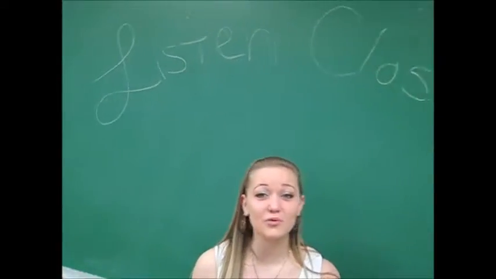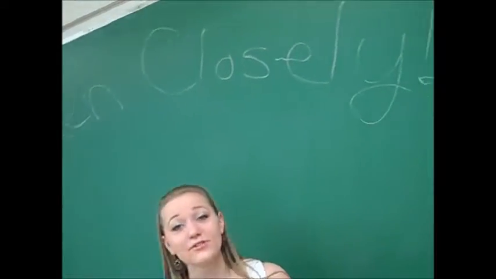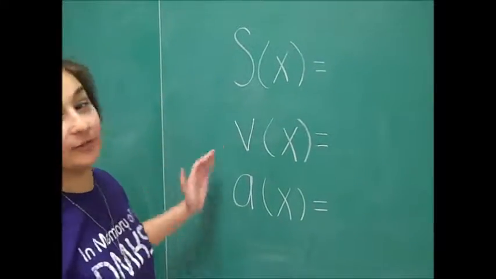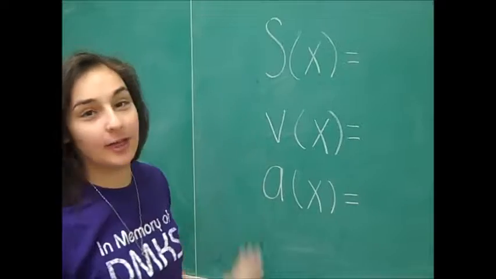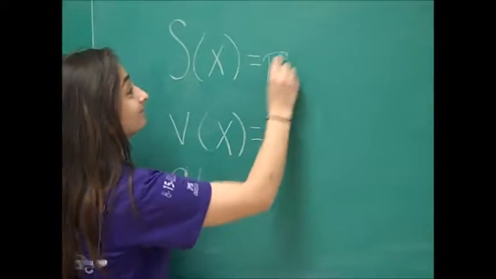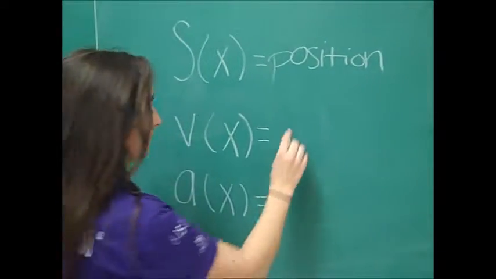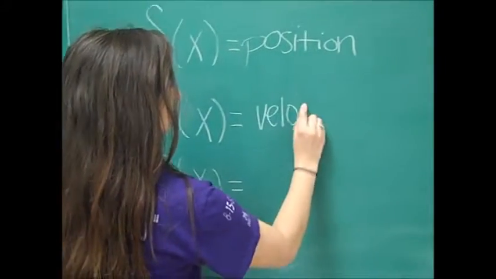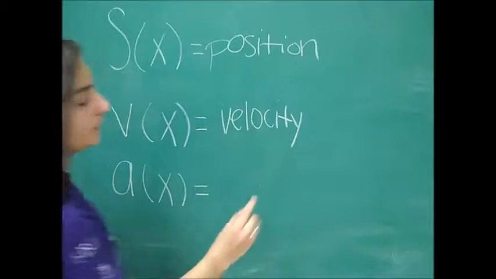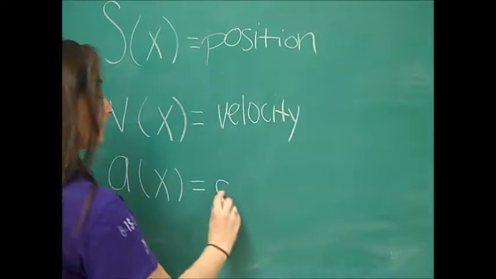Since nobody understands quantum mechanics, we're going to review some physics terms using calculus. When you see these three functions in calculus, S, B, and A, you can assume that S means position, B means velocity, and A means acceleration.